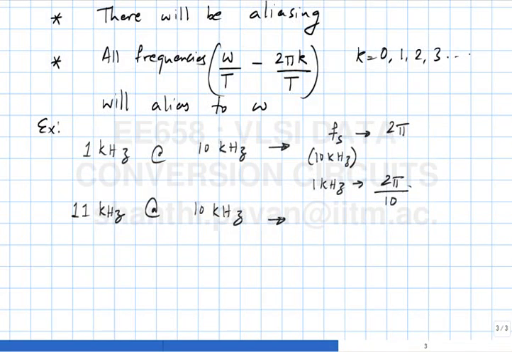It will also correspond to 2 pi by 10. And so will 21 kilohertz sampled at 10 kilohertz, which will also look like 2 pi by 10. It's pretty straightforward.